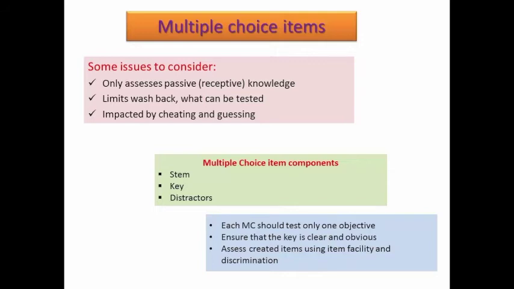Assess created items using item facility and item discrimination. Item facility identifies how easy or difficult a test item is for the group of test takers, while item discrimination identifies how well a test item discriminates between high score recipients and low score recipients.